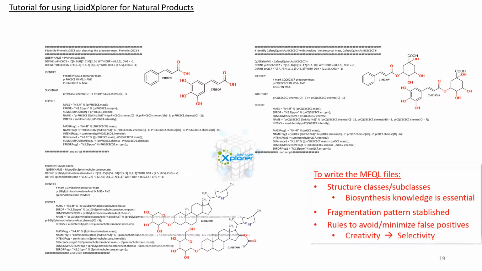So in here we have some examples of different MFQL files. So what do you need to start writing your own MFQL file? You need to define classes or subclasses. And for that, biosynthesis knowledge is essential, and fragmentation pattern should be previously established for each class or subclass. And you have to come up with rules to avoid or minimize false positives. That's the part that will require somewhat of creativity by the user, but these will allow for selectivity.